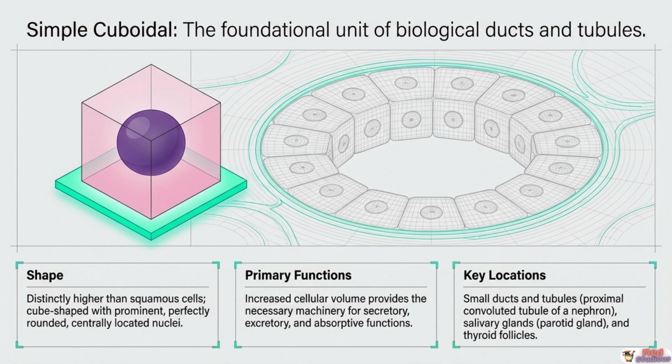Critically, it also lines the proximal and distal convoluted tubules of the nephron in the kidney, the sites of enormous active reabsorption and secretion as the kidney processes filtered blood. Additionally, simple cuboidal epithelium lines the thyroid follicles, where specialized cuboidal cells called follicular cells synthesize and secrete thyroid hormones T3 and T4. Remember, if you see a small round duct or tubule lined by a single layer of cube-like cells with central rounded nuclei, that is simple cuboidal epithelium.